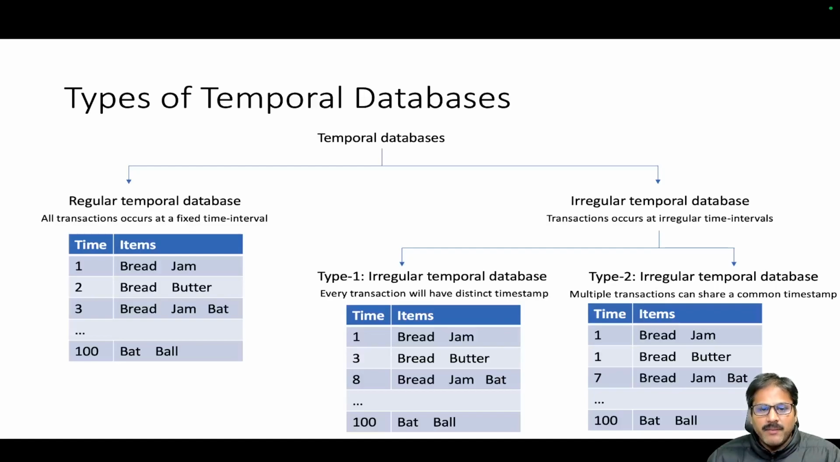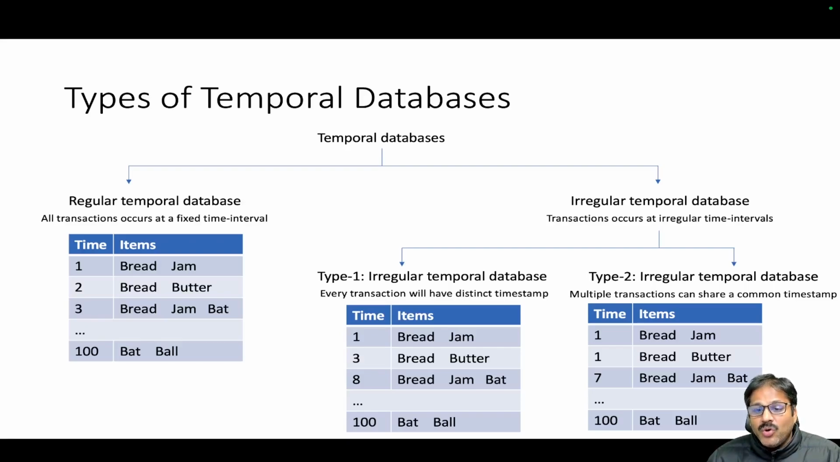The first type of temporal data, irregular temporal databases, is called type 1 irregular temporal databases. In type 1 irregular temporal databases, every transaction can appear at its own timestamp, but the condition is the timestamp has to be distinct across the transactions. Like you can see here, 1, 3, 8, and so on. So in every transaction, timestamps are unique. Although the gap is irregular, the timestamps are unique.